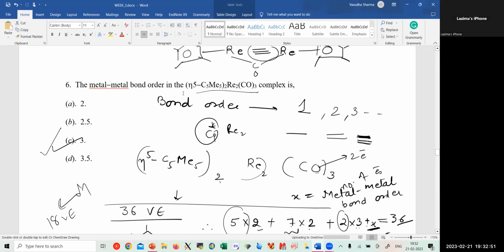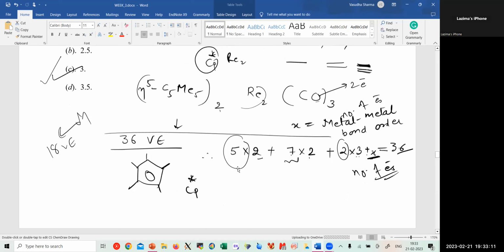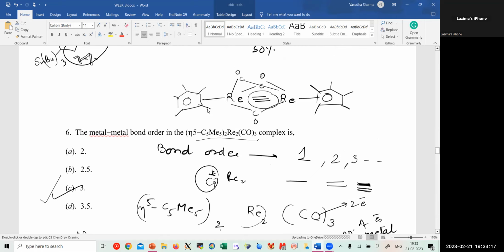Even if we don't know the structure, you still need to know that the total valence electron count is 36. If one particular metal forms a complex, generally it will give you 18 valence electrons. And if it has been asked to talk about the metal-metal bond order, you generally take 36 valence electrons. That's why I am showing both possibilities. Firstly, the structure: if you know the structure, directly it is three bonds.